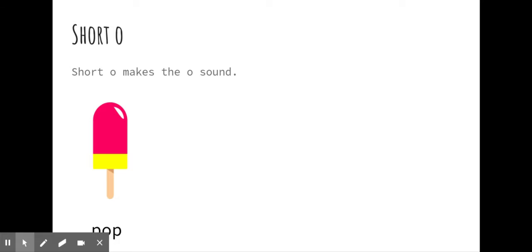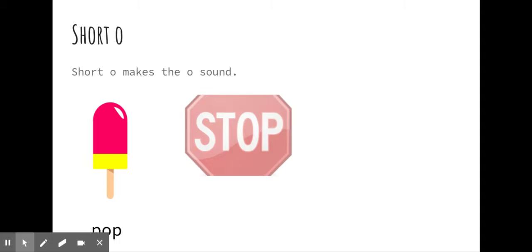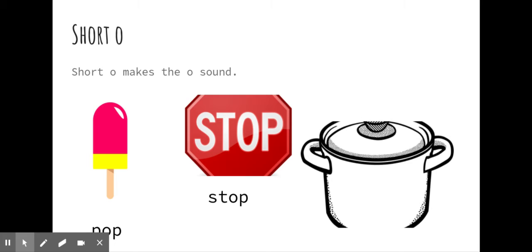Let's look at another word that has the short O sound. Stop, stop. So remember, when I say stop, my mouth is opening when I get to that ah sound. So I know that stop has the ah sound, which is the short O sound. So this is another example of a word with a short O sound. Last is pot, pot. When I say pot, my mouth opens wide when I get to that vowel, so I know that it's making the short O sound.